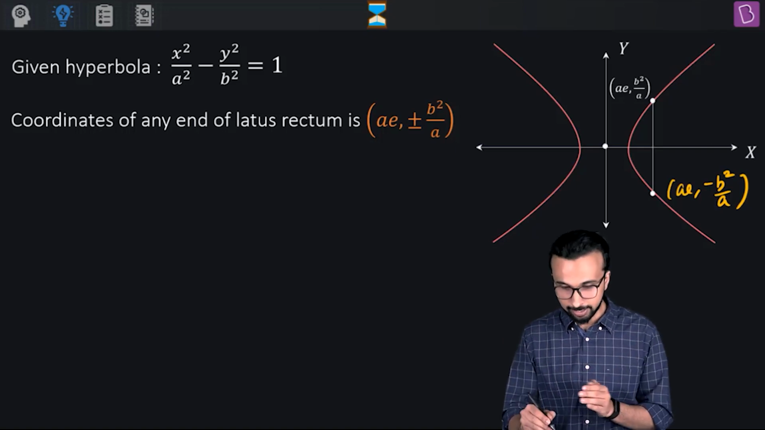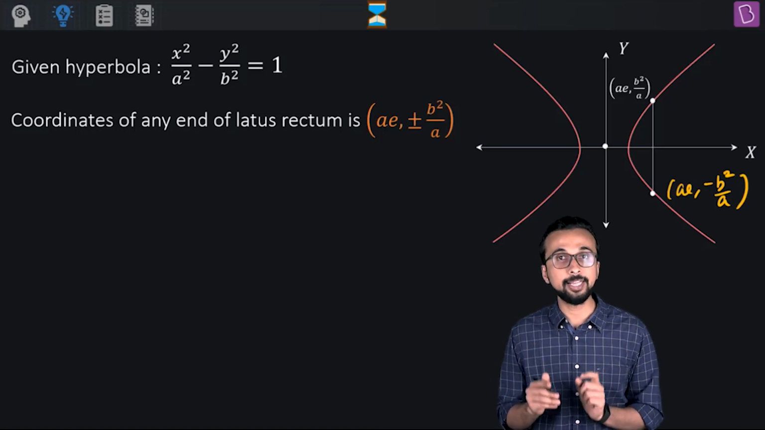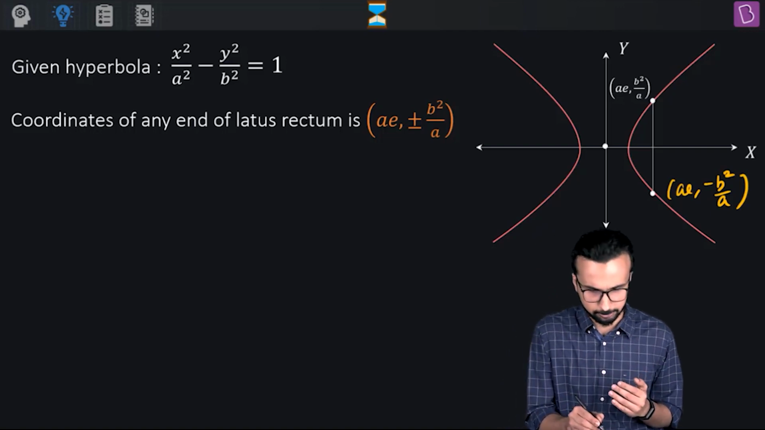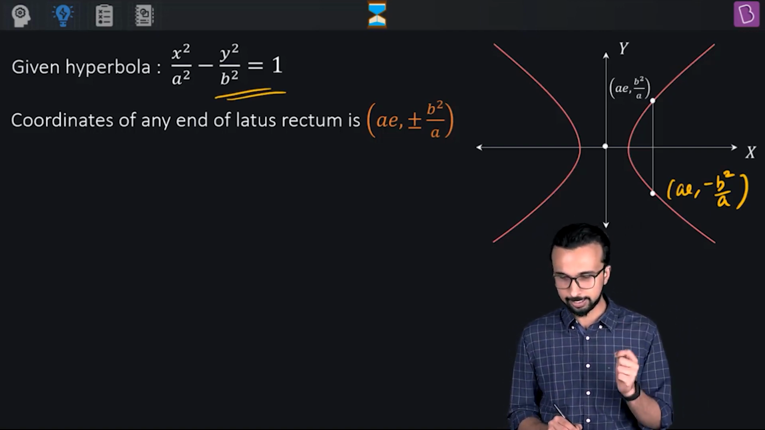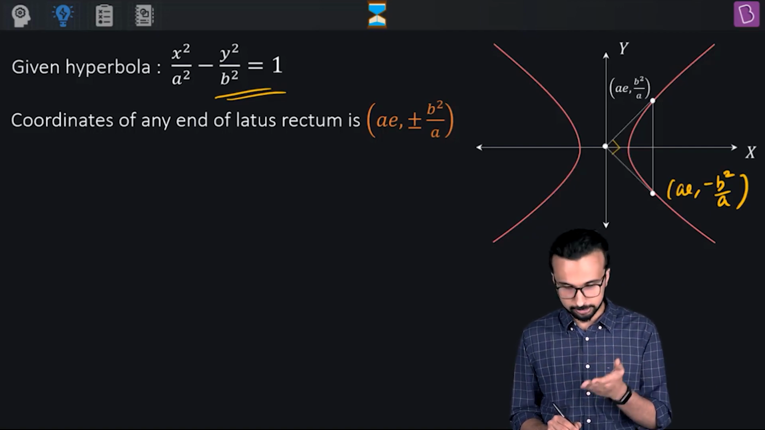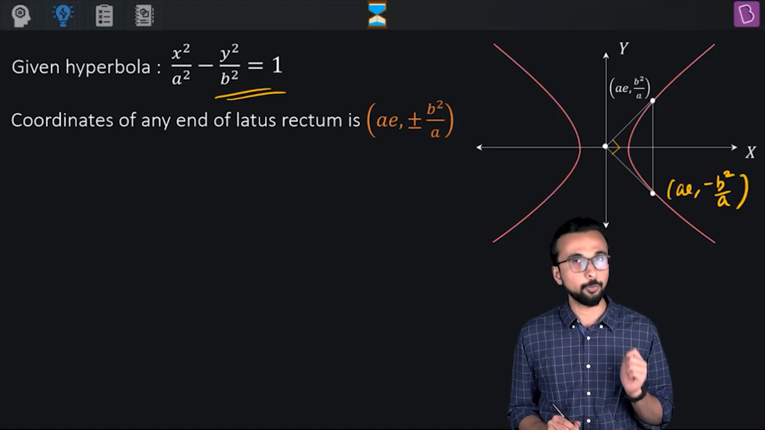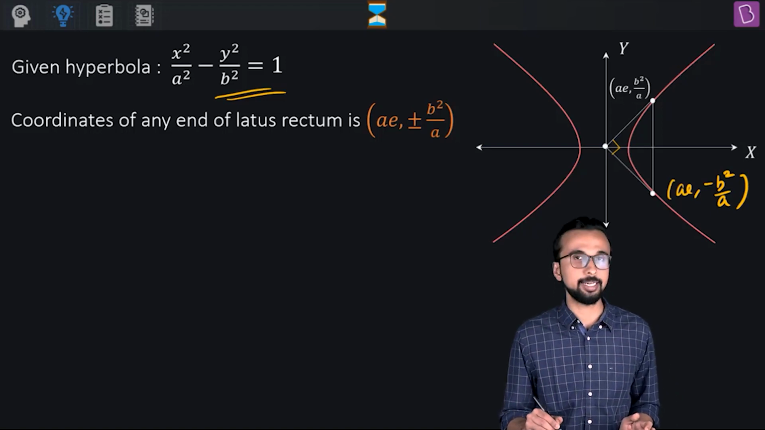Now, what do we do here? We are told that these endpoints of the latus rectum subtend 90 degrees at the center. Where's the center? The origin. So it subtends 90 degrees at the origin. Now, I want you to notice one thing. Here it's 90 degrees.